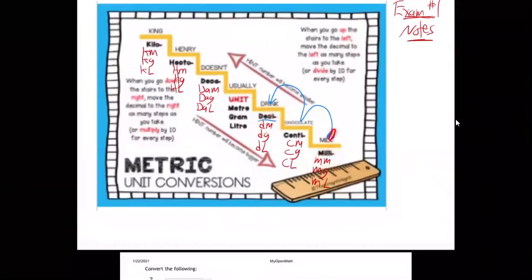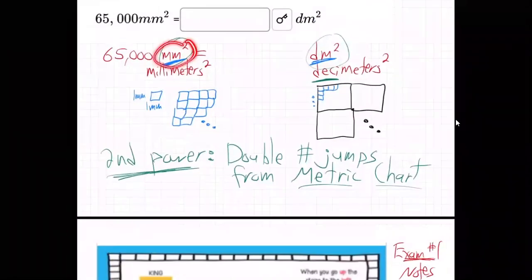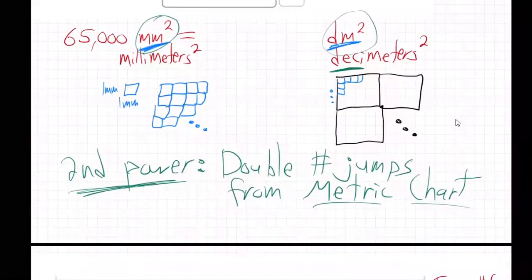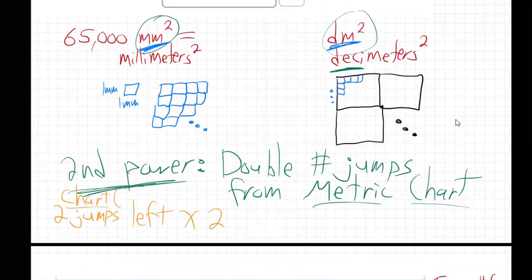Millimeters to decimeters. It's 2 jumps to the left. To go from millimeters back to decimeters, 2 jumps to the left. So let me write that down here for us. So 2 jumps left times 2, right? Because the metric chart says 2 jumps up, but then you double it. So that's going to equal 4 jumps left. See what I did there?